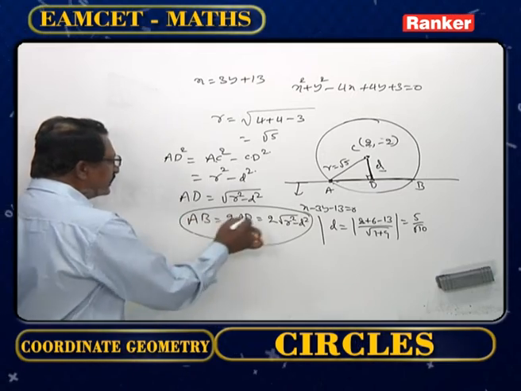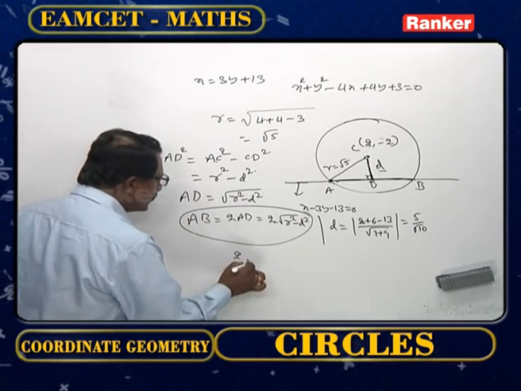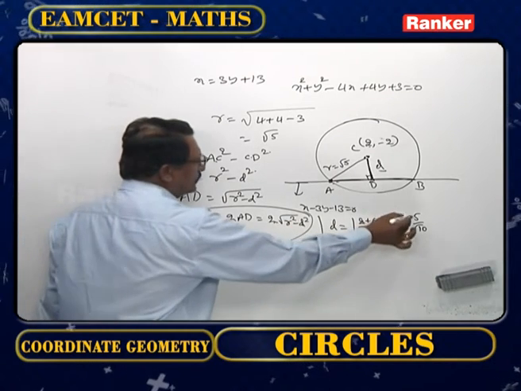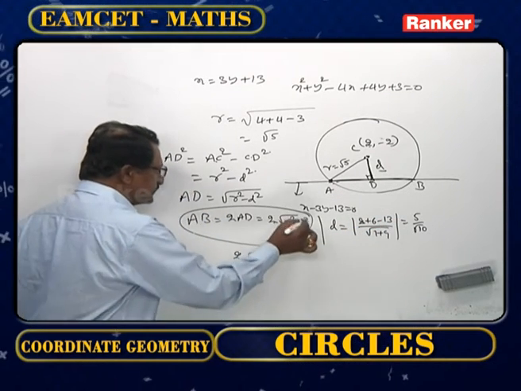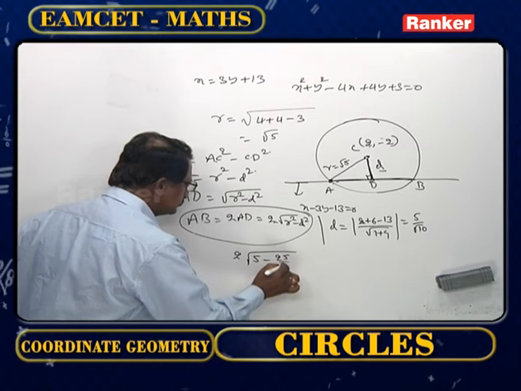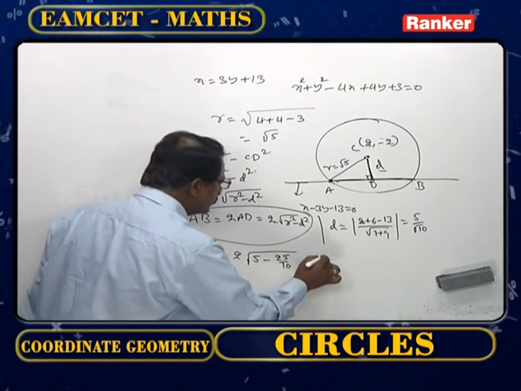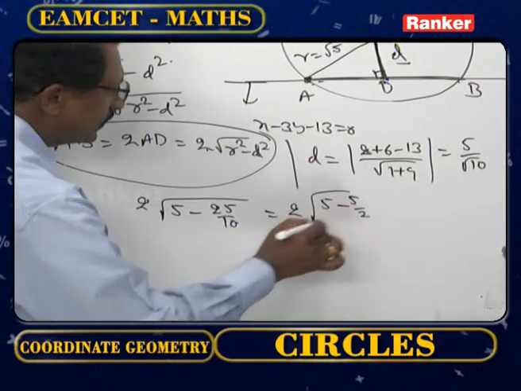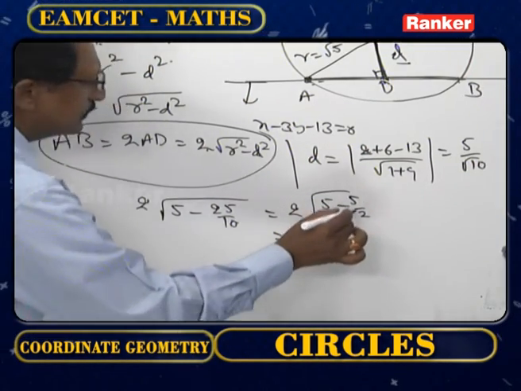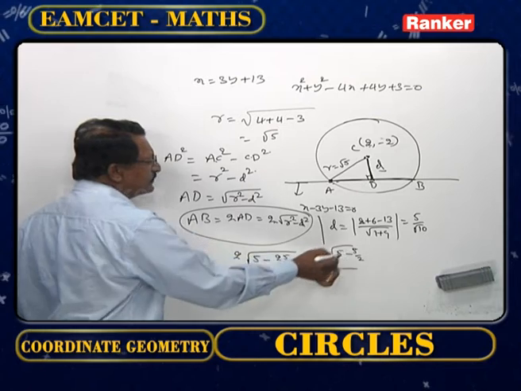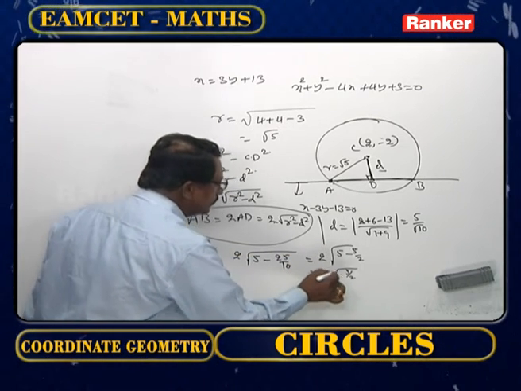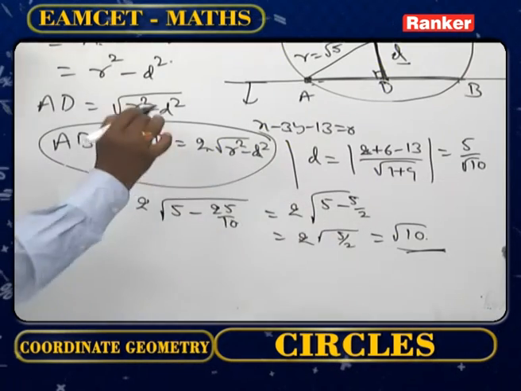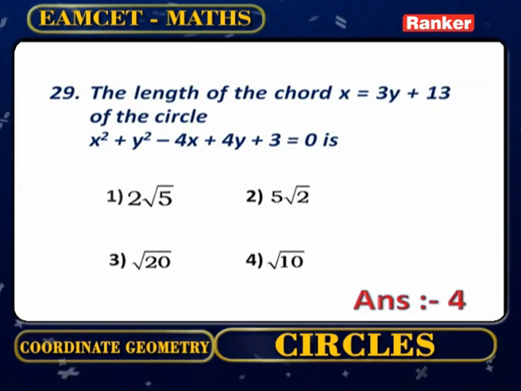Then the length of the chord AB equals 2 into square root of R square, which is 5, minus d square. With d equals 5 by root 10, d square equals 25 by 10, so that equals 2 into square root of 5 minus 5 by 2. Taking LCM as 2, that equals 2 into square root of 10 minus 5 by 2, and with the 2 taken inside, that equals root 10. Then the length of the chord equals root 10. Fourth option.